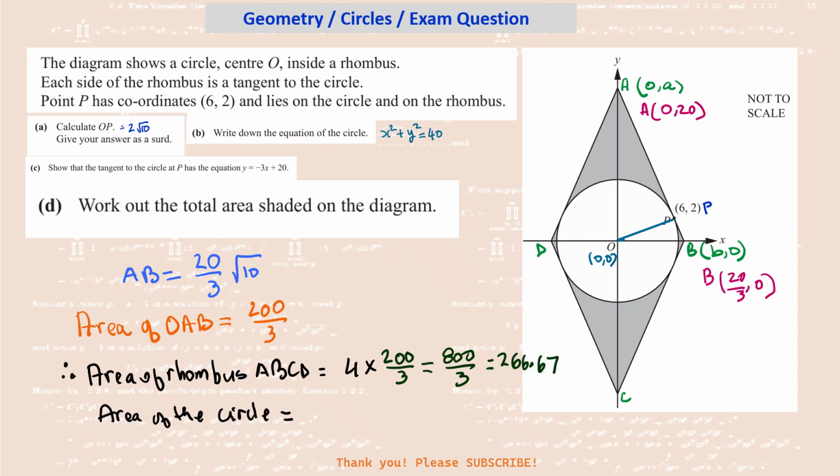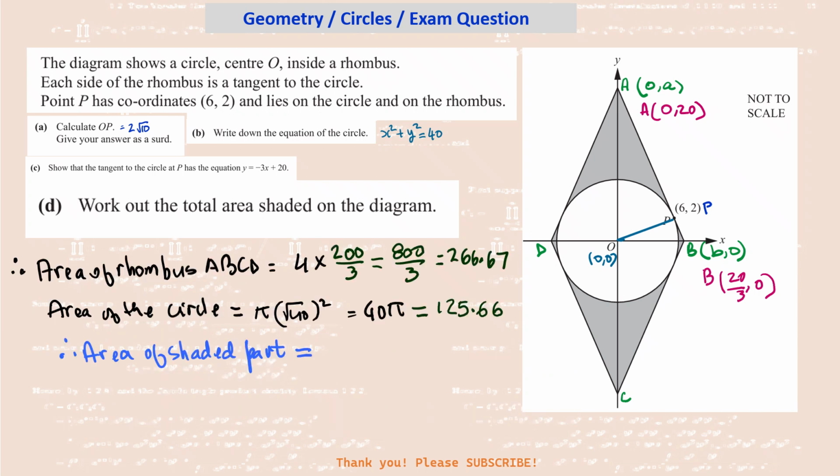So then the area of the circle is 40 pi, which is 125.66. And if we subtract the area of the circle from the area of the rhombus, we should get the shaded part. If you did that, you would see the shaded part is 141.01, or 141 square units. And that's the answer.